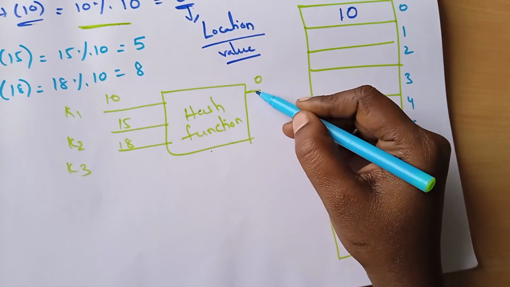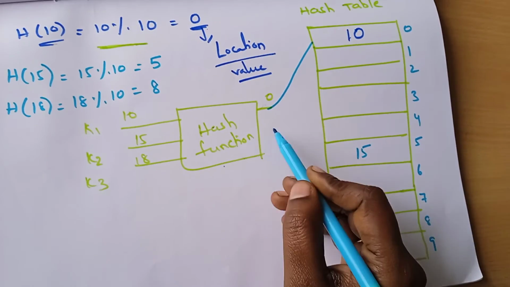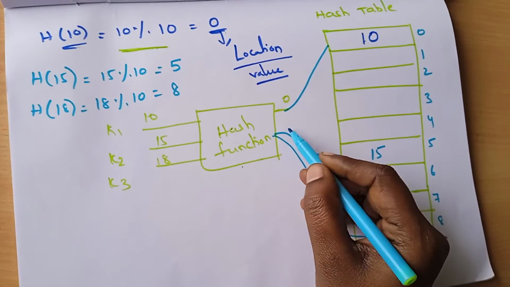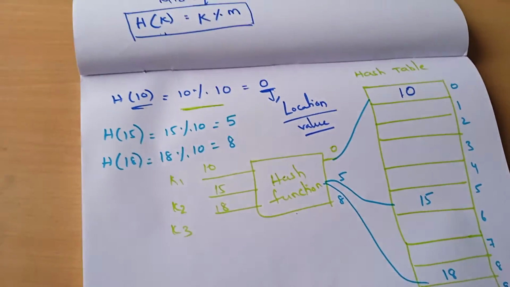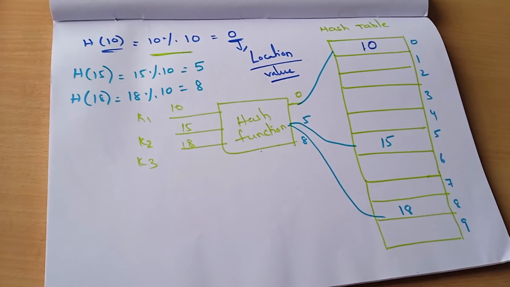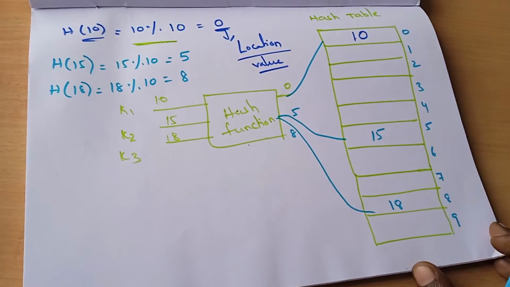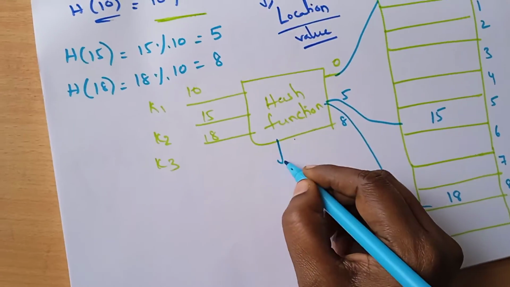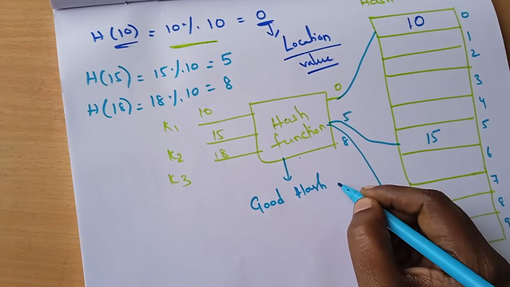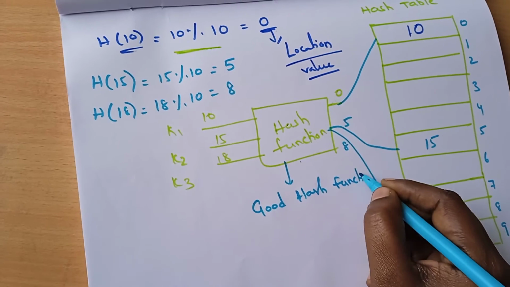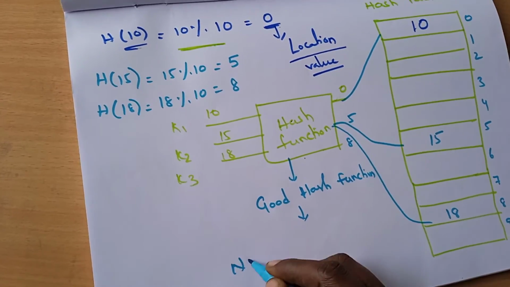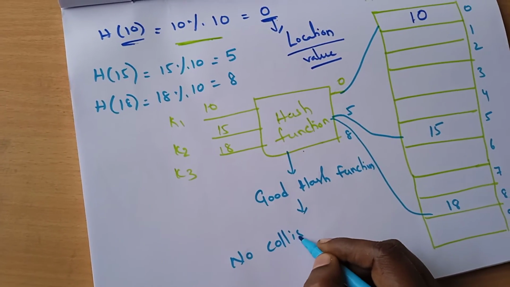Now this is your 0 and your 5 and this 8. Now look at this. This is what? Hashing implementation. So a hash function is called a good hash function when it doesn't have any collisions.